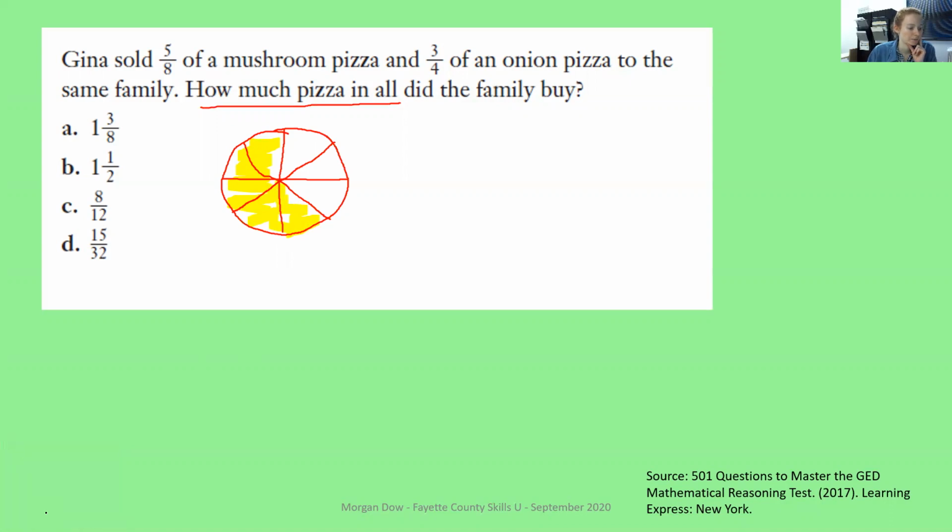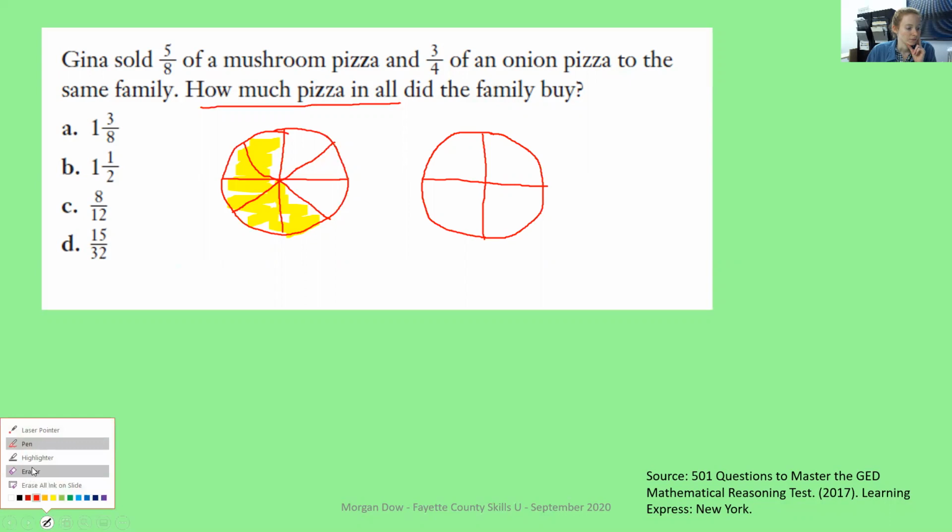And then the next pizza is 3/4. So I'm going to draw a circle that's about the same size pizza. It is cut into 4ths, 4 equal parts. And we're buying 3 of those 4 parts. 1, 2, 3. 3 out of 4. So we want to know how much pizza did they buy all together?